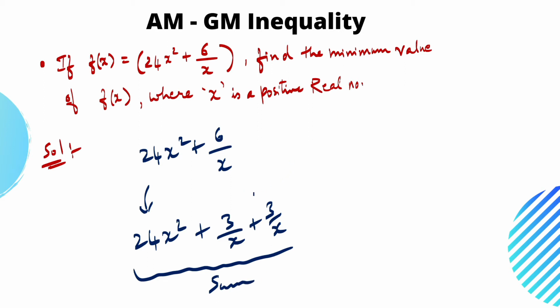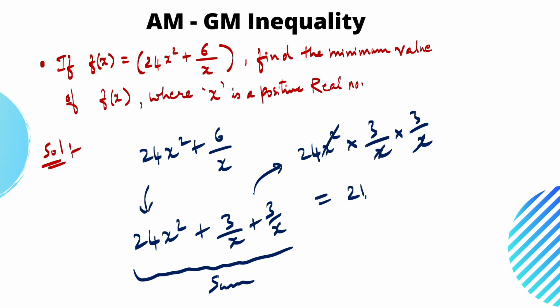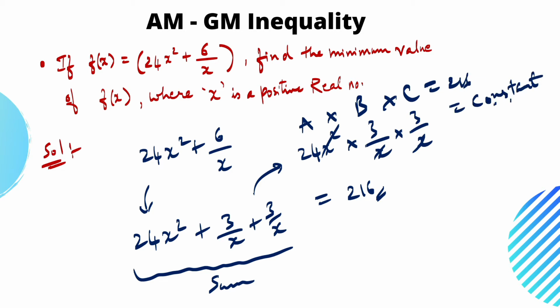And if we want to find the product, we can make it 24x square into 3 by x into 3 by x. So these two get cancelled, and this will be 216. So here a, b and c, their product is equal to 216. This is a constant, right? Constant. So product is 216, sum is minimum.